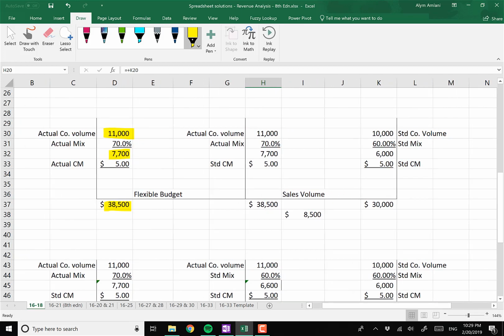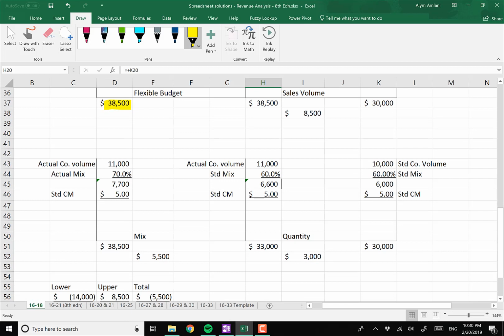What we do have is a sales volume variance, and that's because here our actual company volume is 11,000 compared to our standard company volume, which is 10,000, and our actual mix is 70%, and our standard mix is 60%. So our overall variance here is 8,500, but we want to know what's causing that variance. Was it due to the mix or was it due to the volume? You'll notice that on the middle post and on the far right post, we're changing both the mix and the volume at the same time. So we've got to drill down again to level 2 to figure out what's causing what.